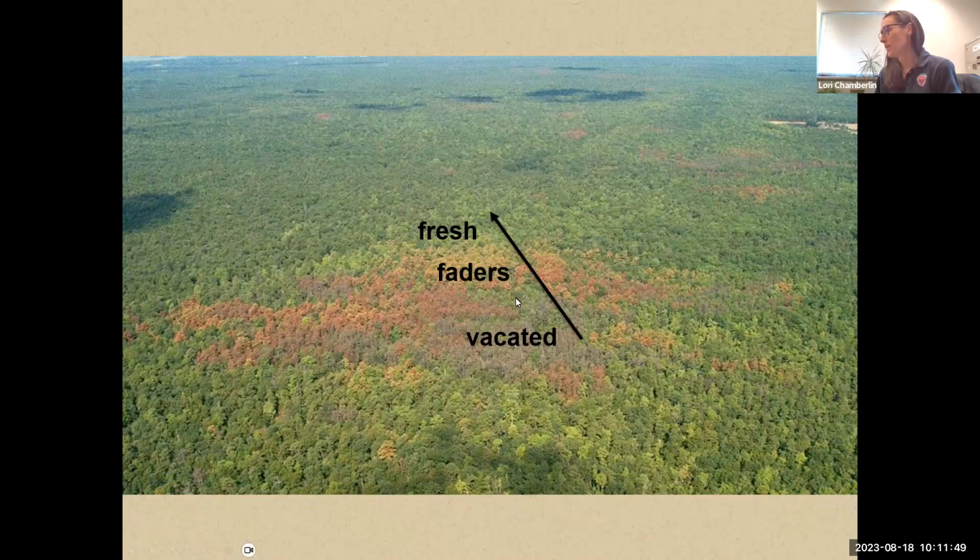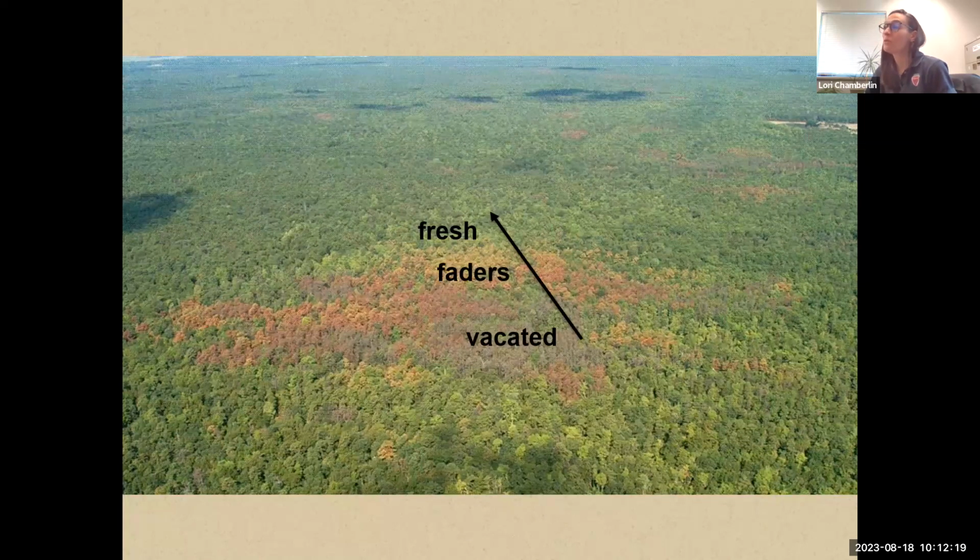The other trees in the direction that the beetles are moving are called faders. And so the needles on these trees have started to fade from green to yellow to orange to red, but they still remain on the tree. And then at the very leading edge of the southern pine beetle infestation are the fresh trees that are just beginning to be infested with the beetle. So this is a good image, and it shows what a typical southern pine beetle spot looks like.